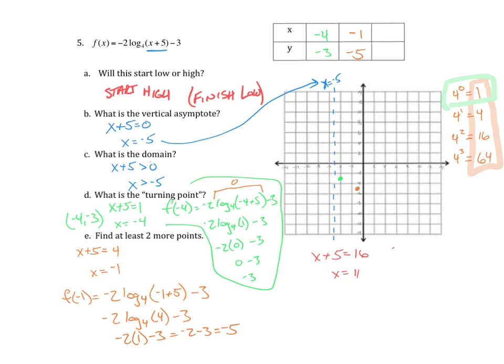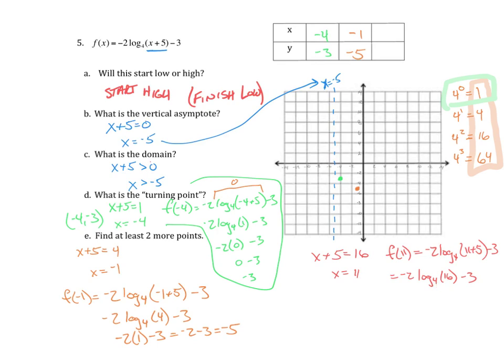So we'll do f of 11 then. And f of 11 is going to be negative 2 log base 4 of 11 plus 5 minus 3, or negative 2 log base 4 of 16 minus 3. Once again, I ask you, 4 to what power is 16?